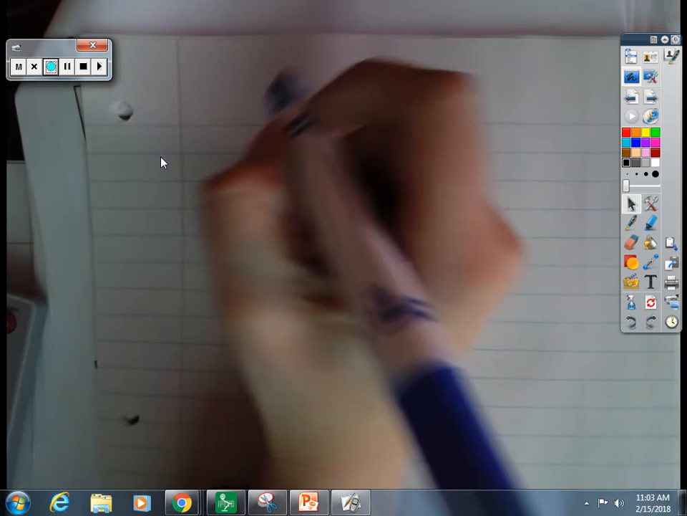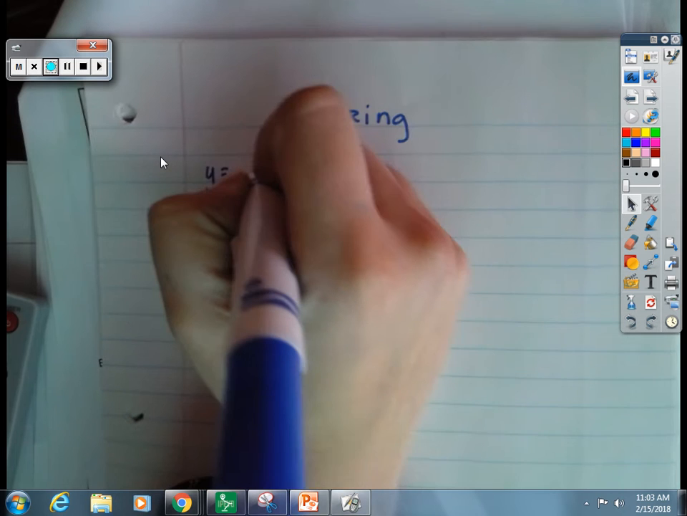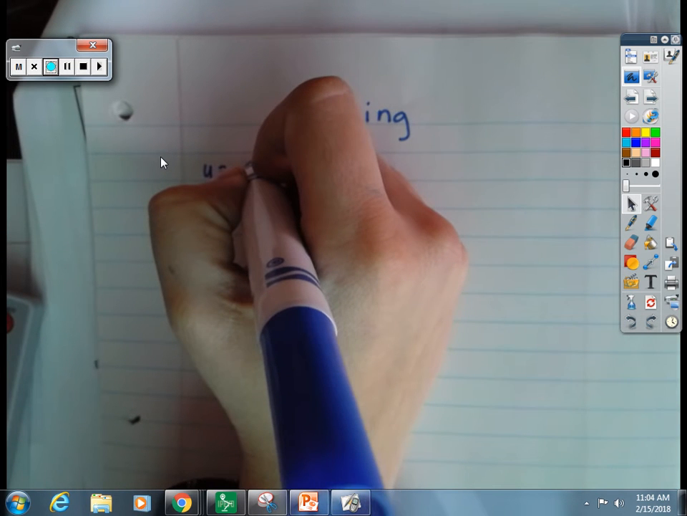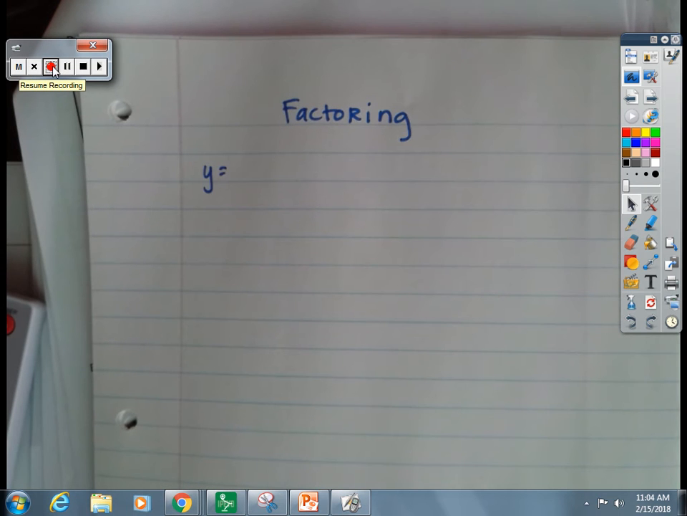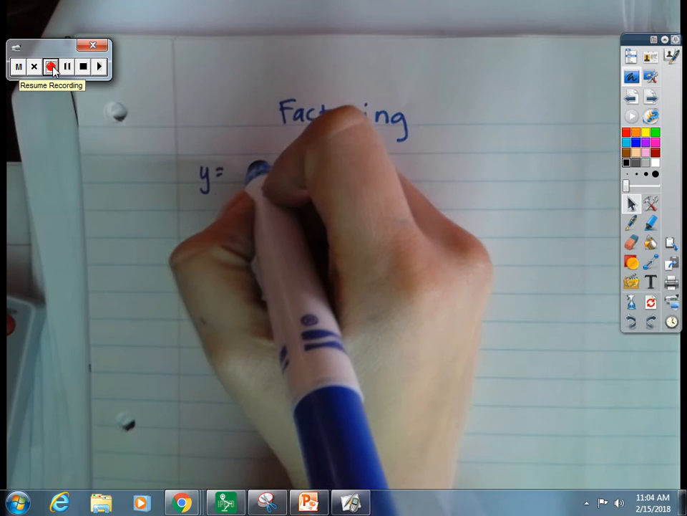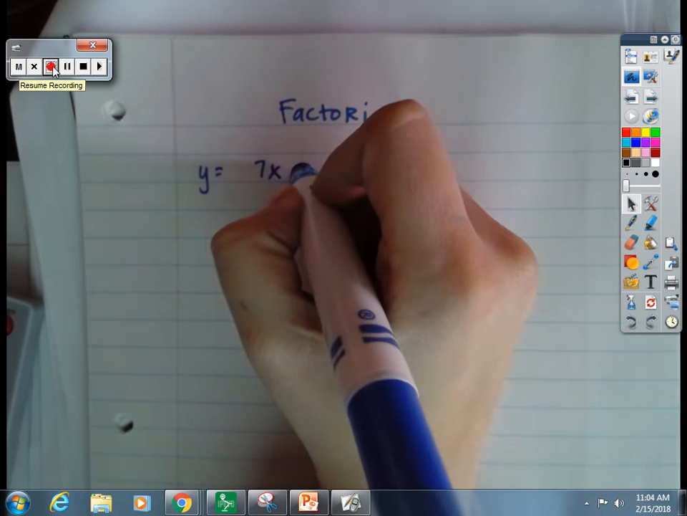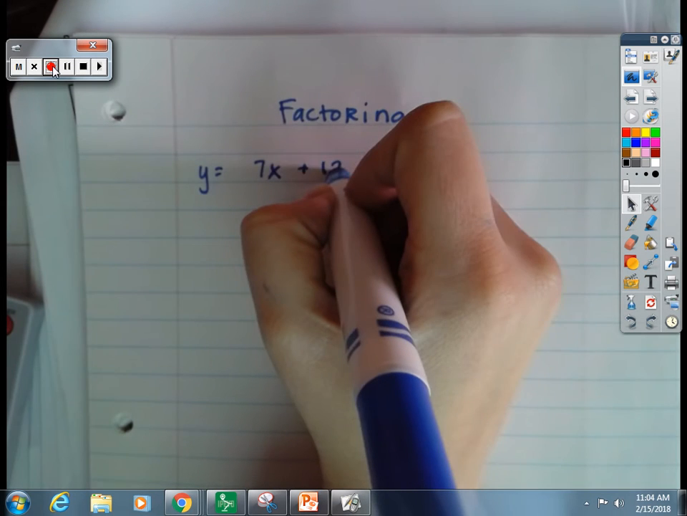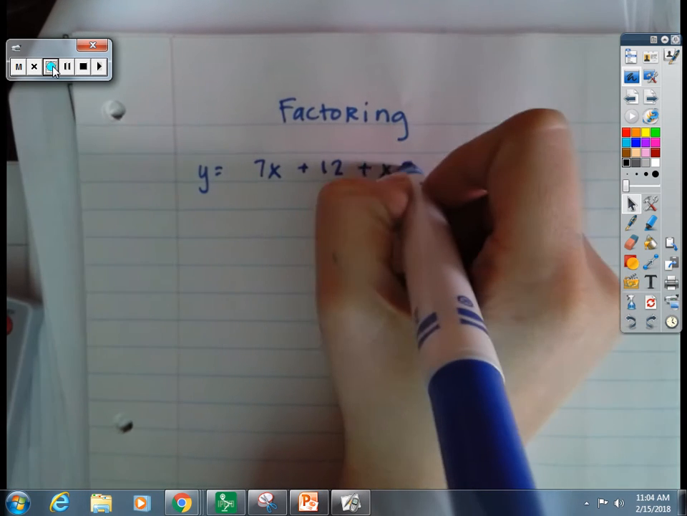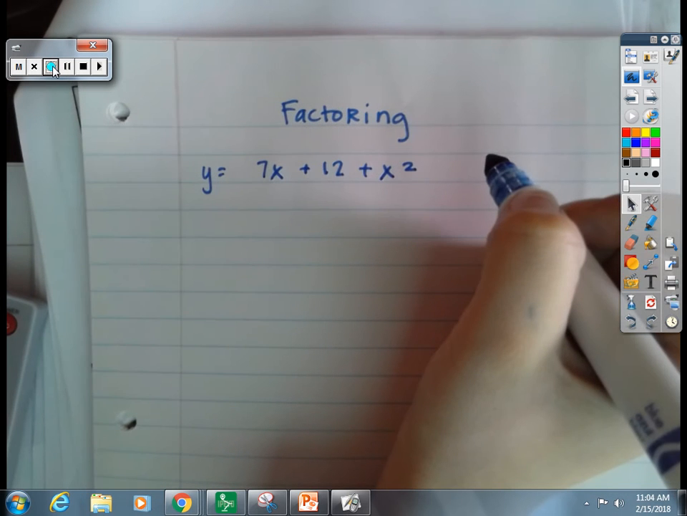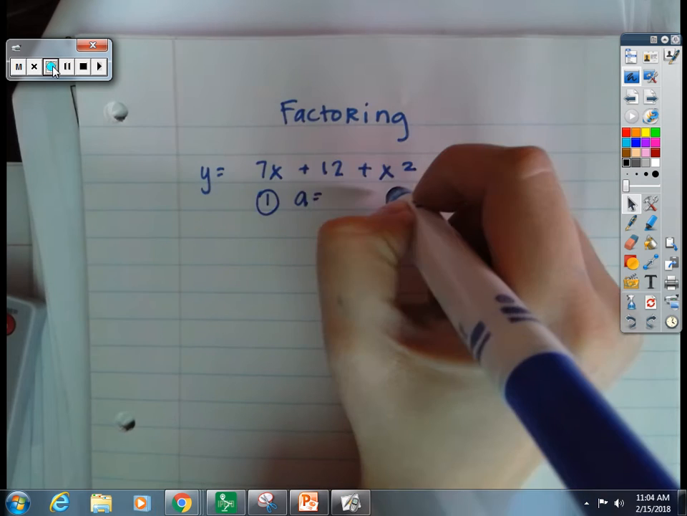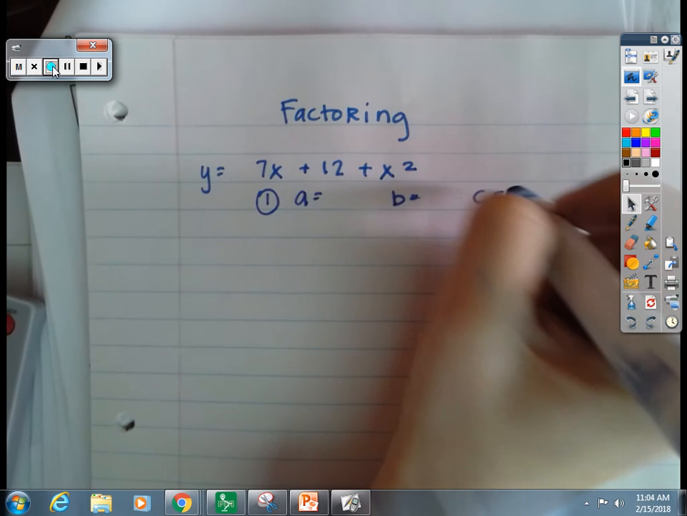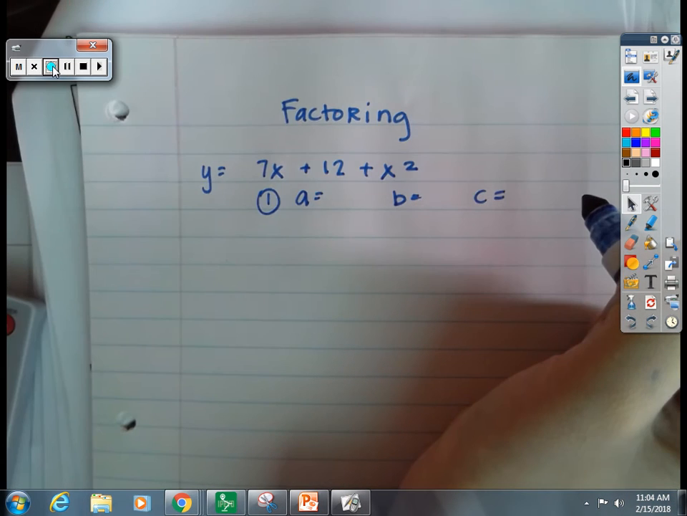So they're going to give you a quadratic function. So maybe something like, what's something we haven't done? Let's do 7x plus 12 plus x squared. So we talked about this yesterday. The first step to this is to label A, B, and C. You need to know what A, B, and C are.